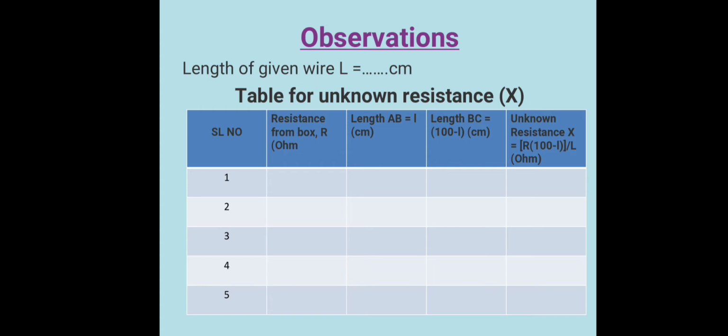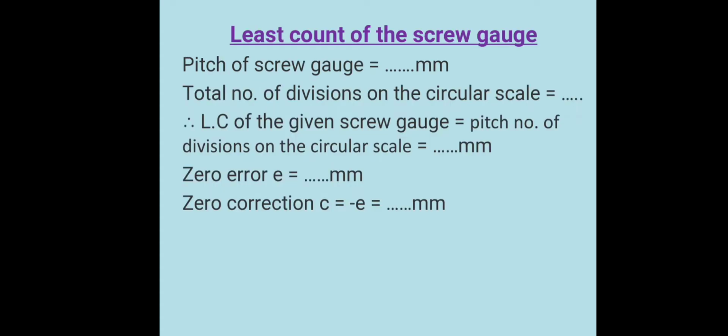Next, we use a different value of R by plugging a different key of the resistance box, and then follow the same steps one by one. We'll show it in the demo. Next, we require the dimensions of the screw gauge to find out the resistivity.